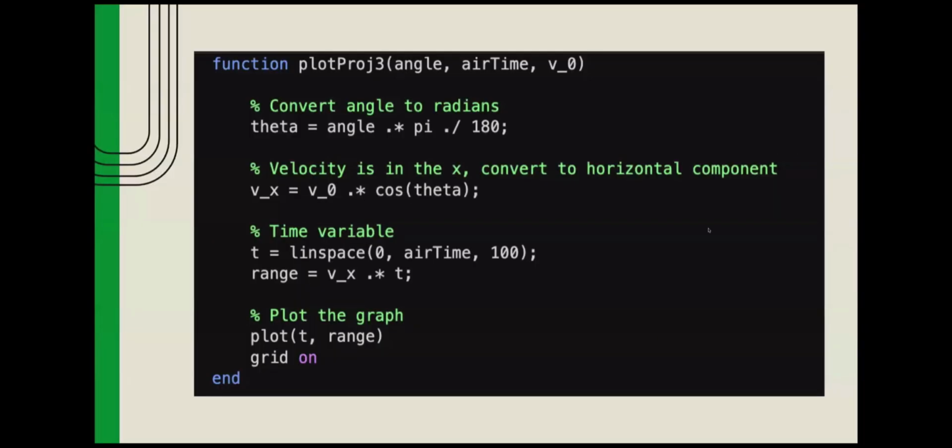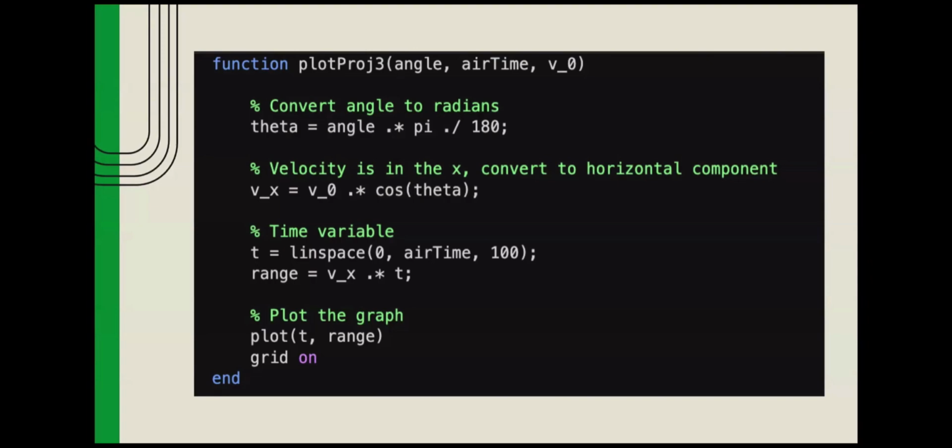Okay, so for this one, X is the range. Basically like where it lands. So if you refer to the kinematics equations, the X distance is just velocity times time because there are no forces acting in the X direction.